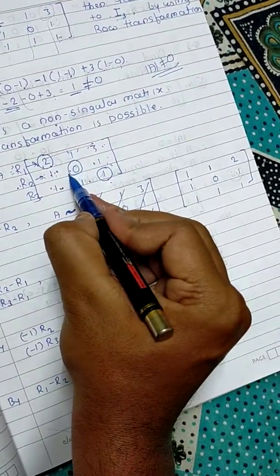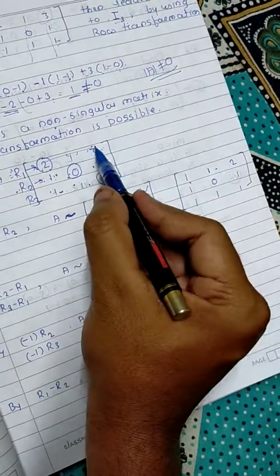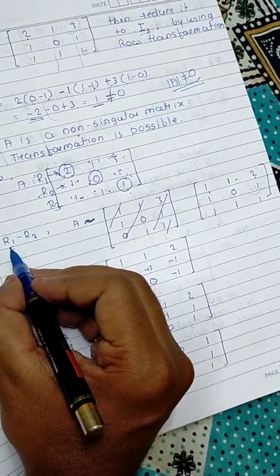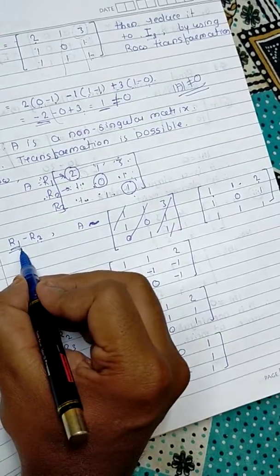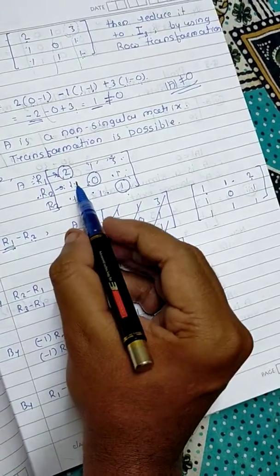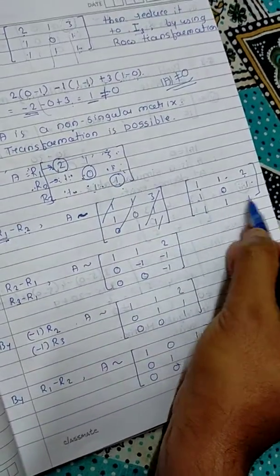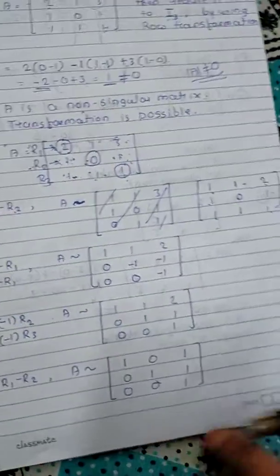Then 1 minus 0 is 1 as it is. 3 minus 1 is 2 as it is. I have written R1 minus R2, only R1 is going to change. The rest 2 would be as it is. जैसे यहाँ पे देखो 1 0 1 1 0 1 1 1 1 1 1 1. Any problem till now? Now the first step is done.